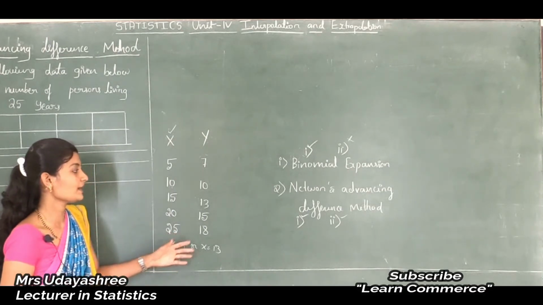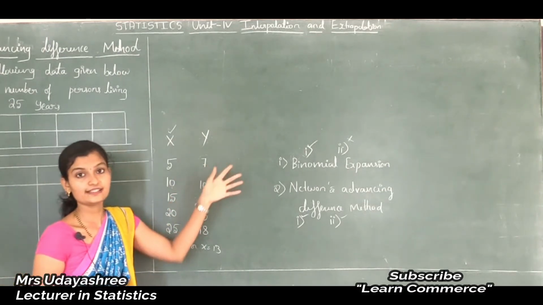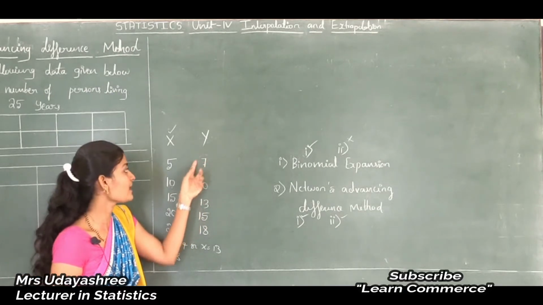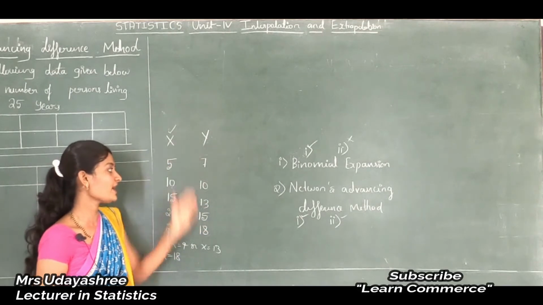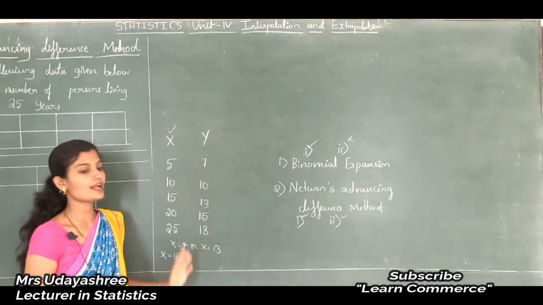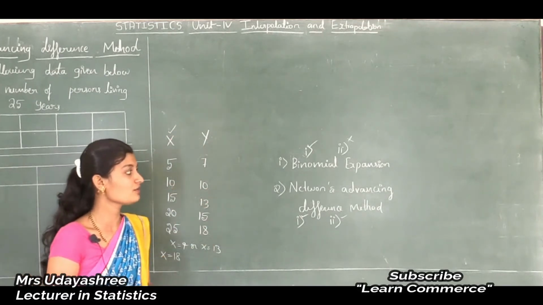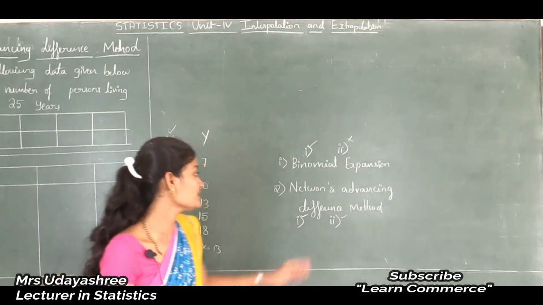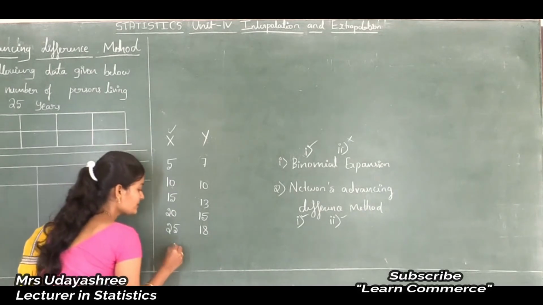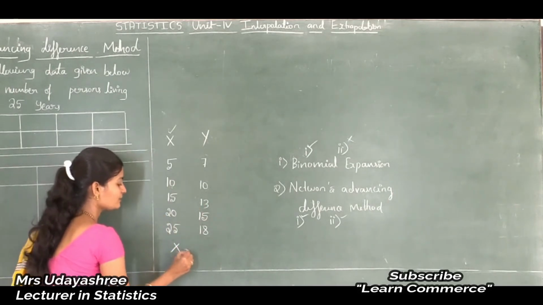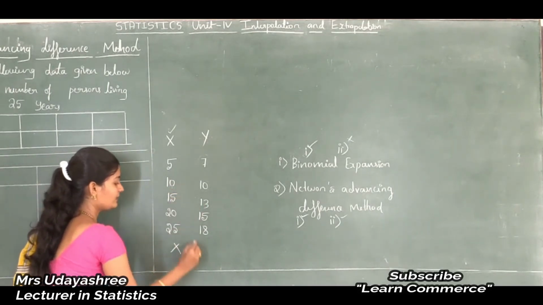It is not necessary that the value of y be interpolated only for the given values. Any value of y can be interpolated for any value of x. That is the second condition of Newton's advancing method. For example, I will take the value of x as 14.